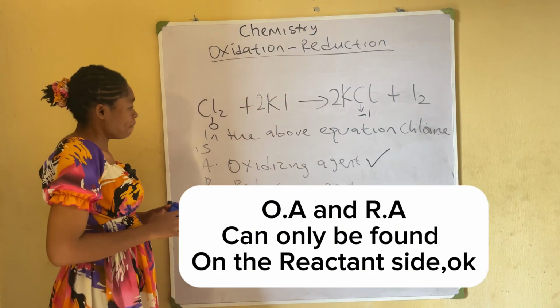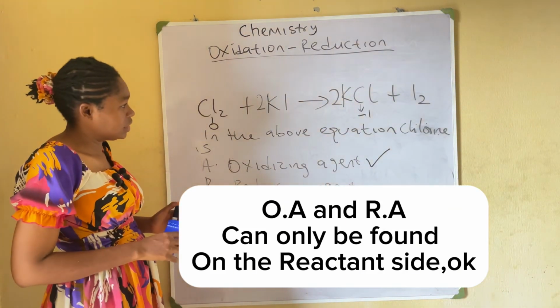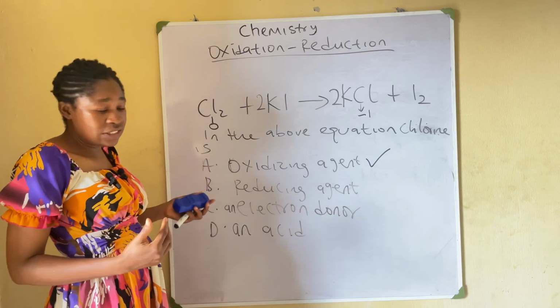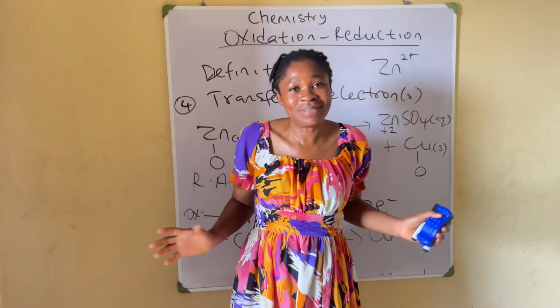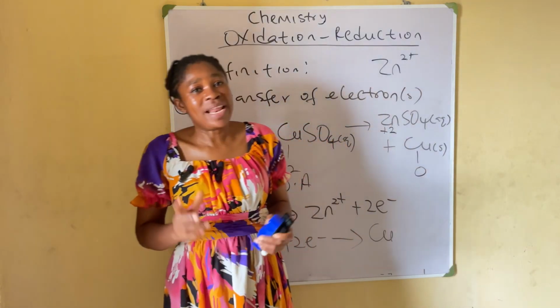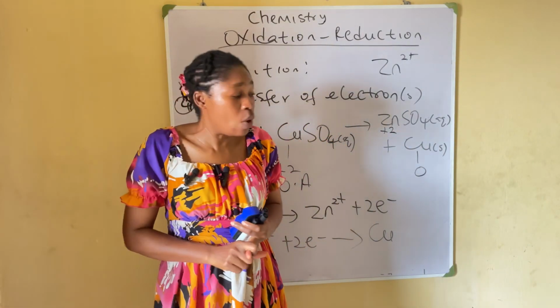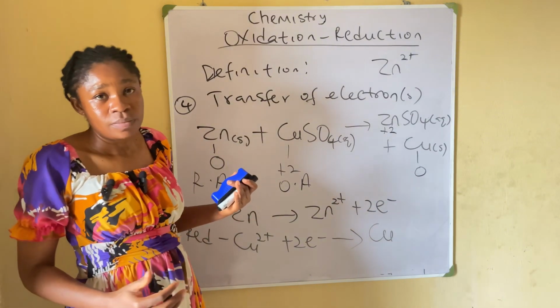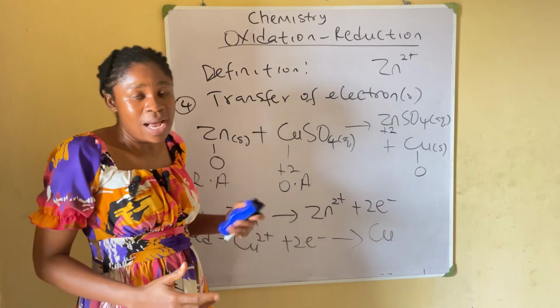So always know how to calculate oxidation number, very important. It will help you a lot in identifying oxidizing agent and reducing agent. We have come to the end of today's video. In my next video, I will continue from this topic, teaching you how to balance redox equations in acidic solution and basic solution.